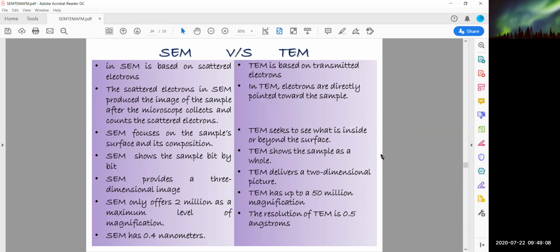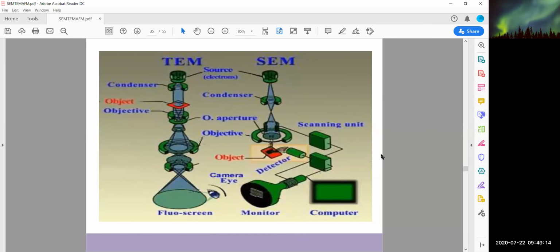So you guys go through these, SEM versus TEM. There are some points you guys can read through. And here's a comparison, TEM and SEM comparison. You guys can see from the images. This will further clear your concepts about how the SEM and TEM work.